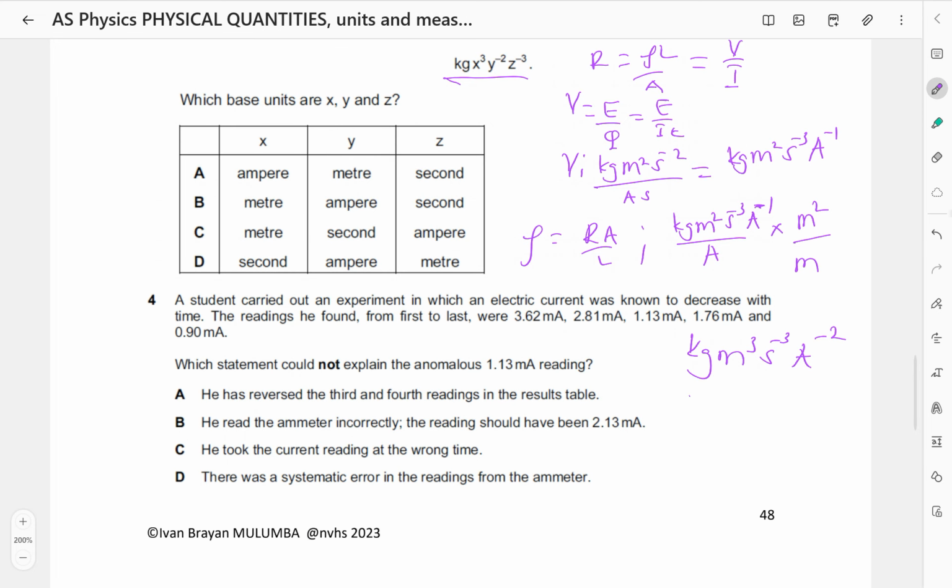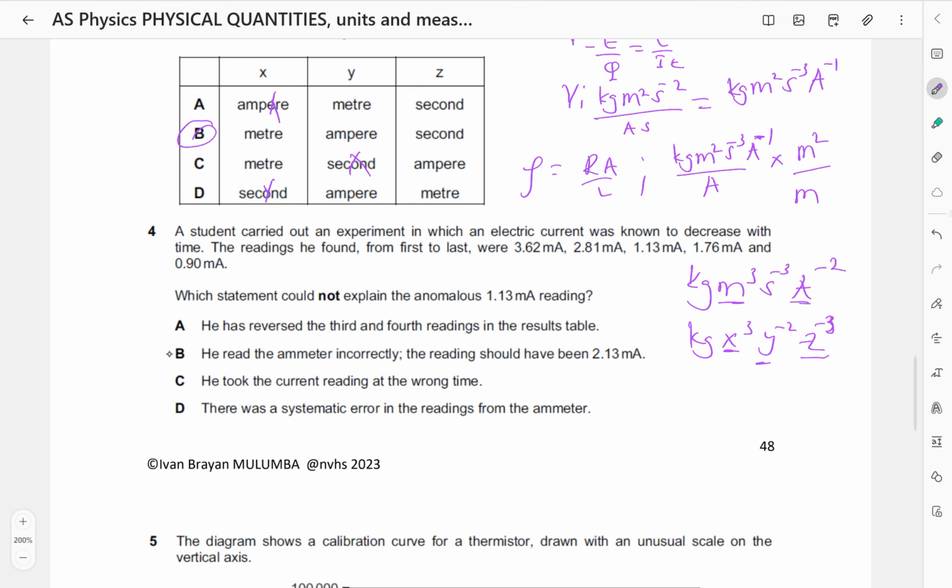Now let's compare with kilogram x cubed, y to the power negative 2, z to the power negative 3. So x must be m, x is meters, so this is out. Then y must be ampere, so the second is out. z must be s because z is raised to power negative 3. z must be s, so the answer is going to be B.